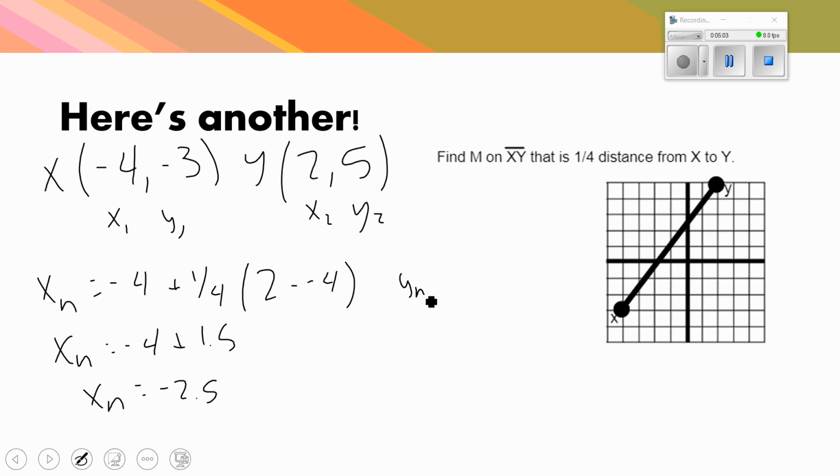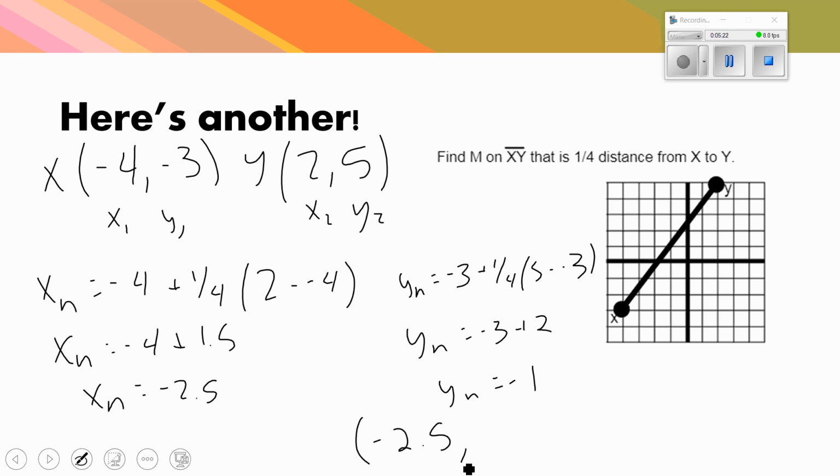And our y new would be equal to our y1 plus the fraction, y2 minus y1. Y new would be at negative 3 plus 2, or y new would be at negative 1. And our graph would end up at negative 2.5, negative 1. So we go to negative 2.5, we go to negative 1. I know it's black on black, so it's hard to see, but that ends up being right there.